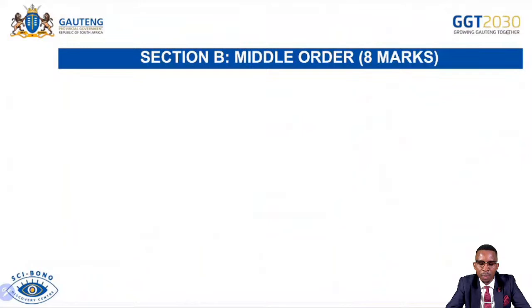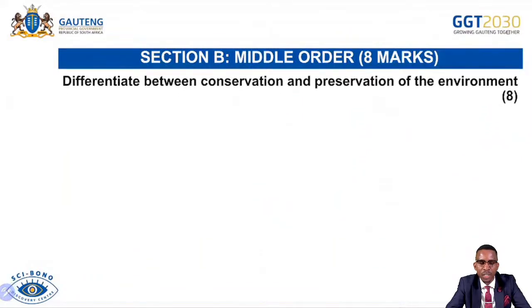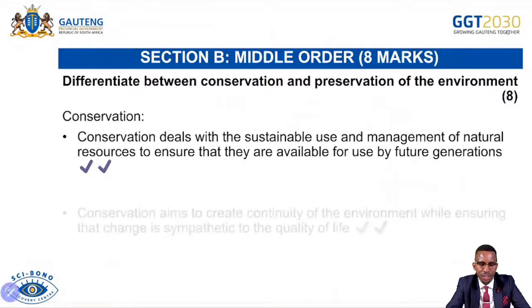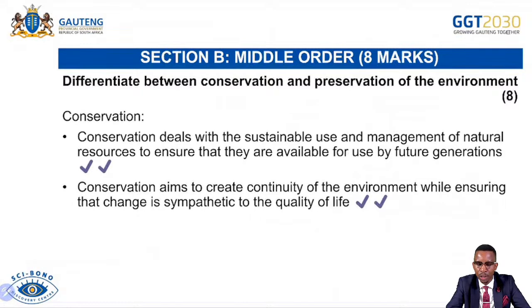And then we move to 8 marks questions, which is the middle order. That's where you differentiate or you briefly discuss. Differentiate between conservation and preservation. Conservation deals with the sustainable use and management of natural resources to ensure that they are available for even future generations. Conservation aims to create continuity of environment while ensuring that change is sympathetic to the quality of life.